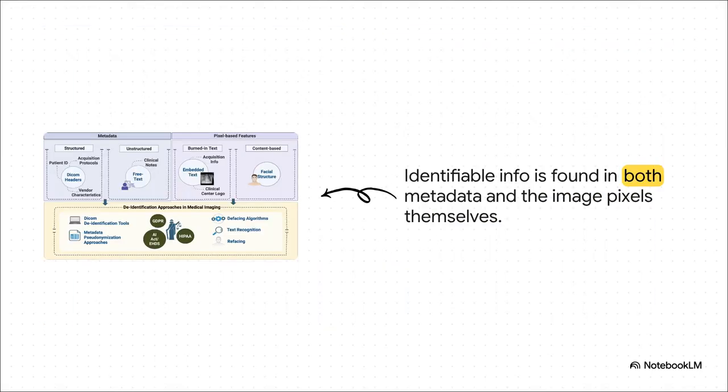This breakdown shows it perfectly. Over on the left, you've got the traditional target, metadata. Think of it like your patient ID tucked away in some technical file header. Standard de-identification tools are built to scrub that stuff out. But the real surprise is on the right side, the pixel data. We are talking about text that is literally burned into the pixels of the image, or something even more subtle, like the unique 3D structure of your own face that can be pulled from a head scan. The image itself can become the identifier.